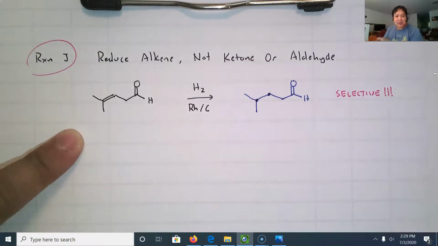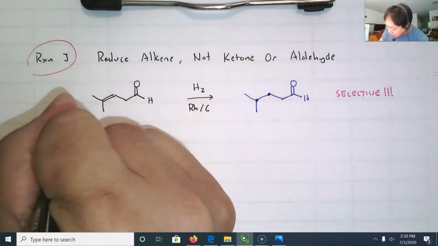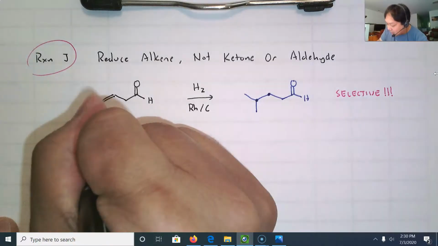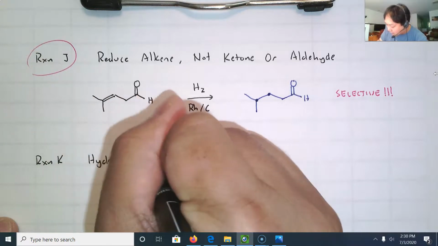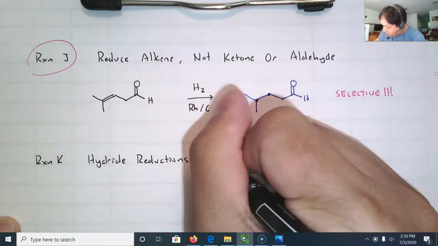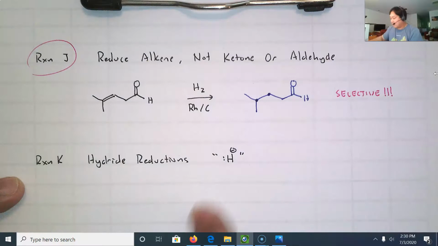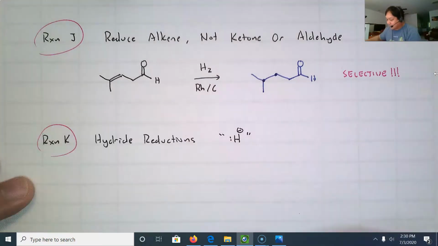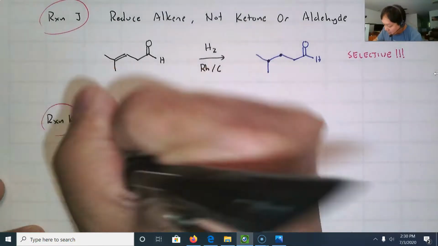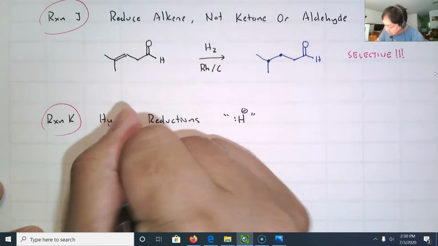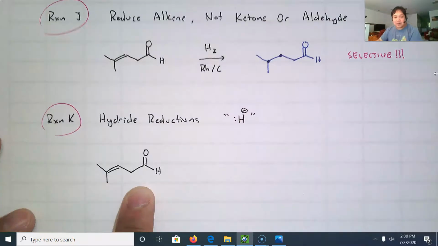All right, so I'm done with that. How do we do the opposite? How do we reduce the carbonyl group, but not the carbon-carbon double bond? We're going to use what's called hydride reductions. And the hydride, again, is H negative. Let's take the same molecule. This is a good test molecule because this will show us whether it's selective or not. Again, that could be an aldehyde or ketone.